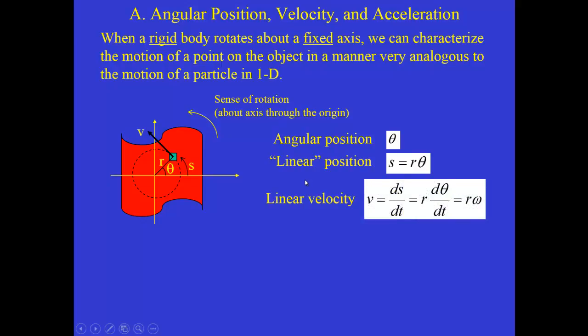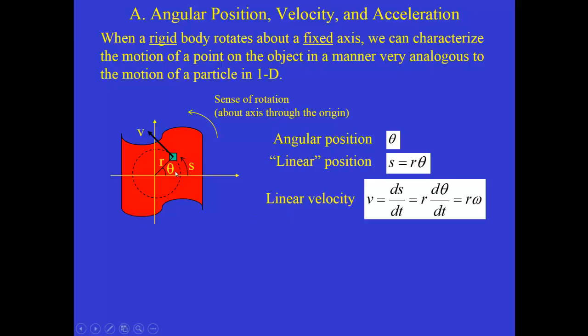Now what about velocity? If that piece of the object in its circular path is moving with a speed v, a velocity vector v, we can relate that to the corresponding angular quantity, because v is ds over dt, right? The time rate of change of the linear position. If s is r theta and r is not changing, then the r comes outside of that derivative, and we get r d theta dt. And d theta dt is the time rate of change of the angle.